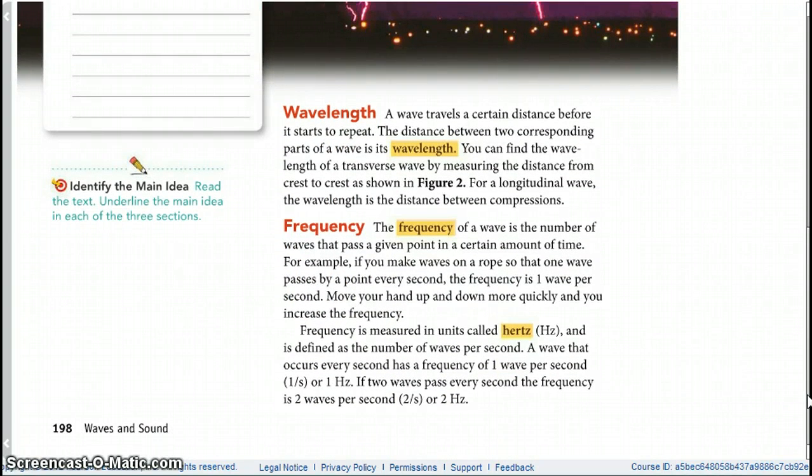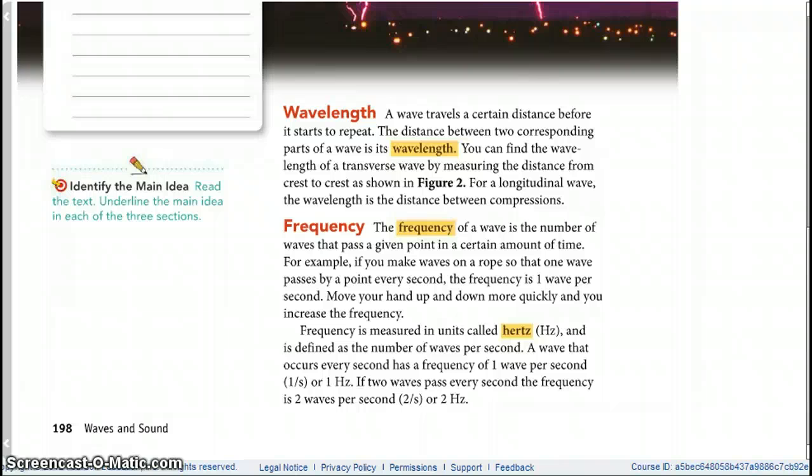Wavelength. A wave travels a certain distance before it starts to repeat. The distance between two corresponding parts of a wave is its wavelength. You can find the wavelength of a transverse wave by measuring the distance from crest to crest, as shown in Figure 2. For a longitudinal wave, the wavelength is the distance between compressions.